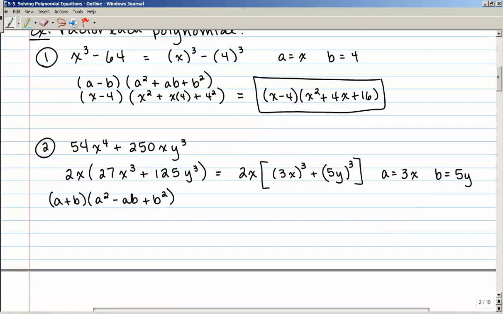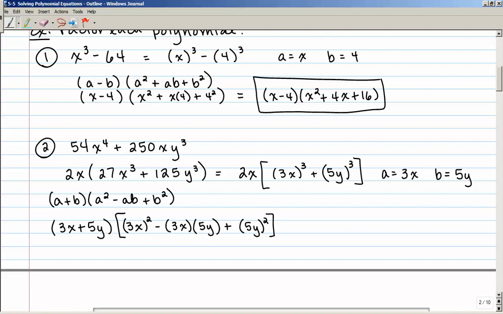Plugging in what I have, I'll have 3x plus 5y, that's a plus b, times 3x squared, because that's my a squared, minus a times b, plus my b squared. Maybe I should have put square brackets around that. There we go.